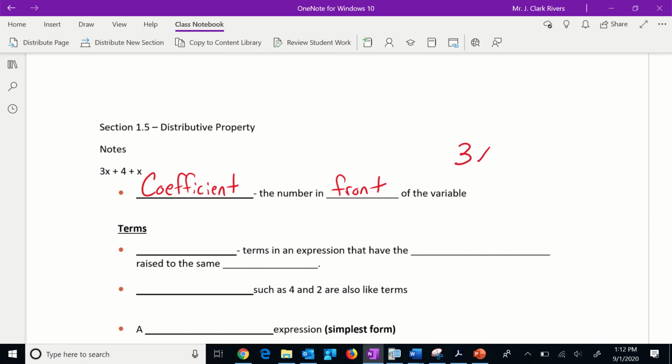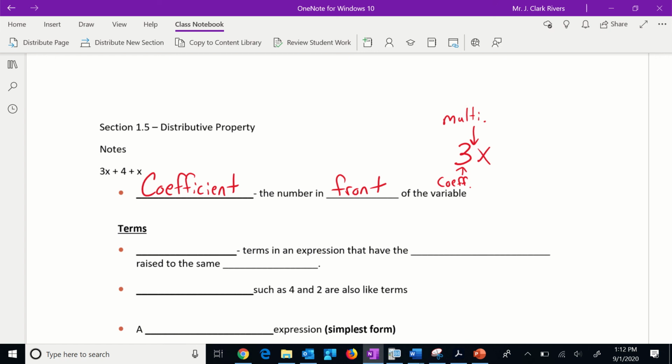So see if you can find a coefficient over here in that expression. Well, looking at 3x, 3 is your coefficient. Okay? Now, what's going on between 3 and x? What operation? What's going on here? That's multiplication. So coefficients only exist when we are multiplying. So it's the number the variable is being multiplied by. 3 is the coefficient of x here. It's the number in front of the variable.